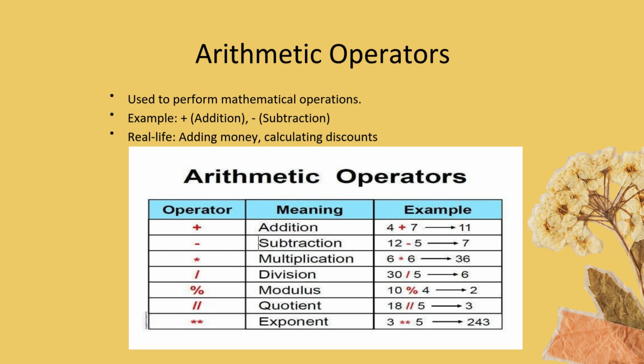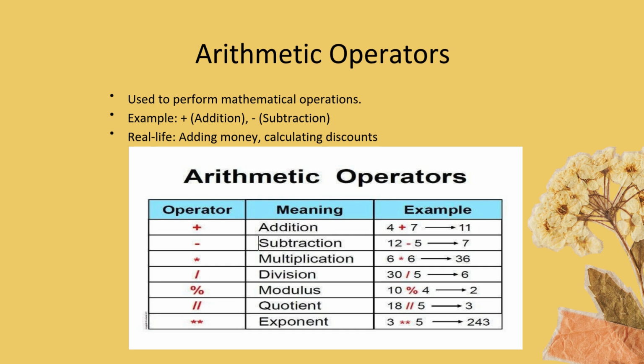First, the addition operator. It simply adds two values. You can add numbers and even combine strings using this operator, like joining two words, but we will focus on numbers for now. Next is subtraction. It subtracts one value from another. Very straightforward. Then we have multiplication. This multiplies two numbers just like regular math. You will use this often in loops, calculations or scaling values.